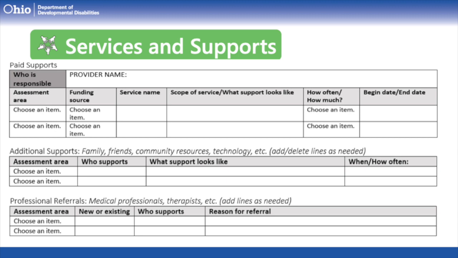The next section outlines services and supports. This page details all the services and supports a person wants and needs to be as independent, healthy, and safe as possible, along with who is responsible to provide them. This page includes paid supports or supports that are paid through the waiver, ICF, or other funding. Additional supports, like getting an Alexa, an emergency button, or a ride from a friend to church.